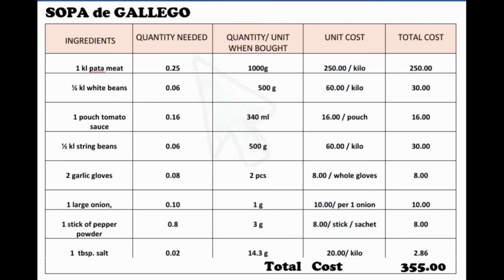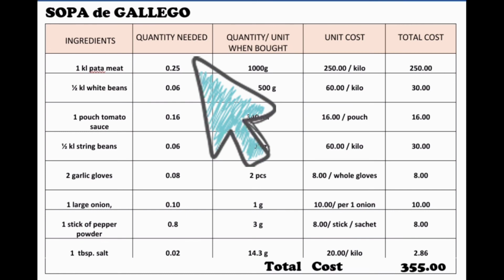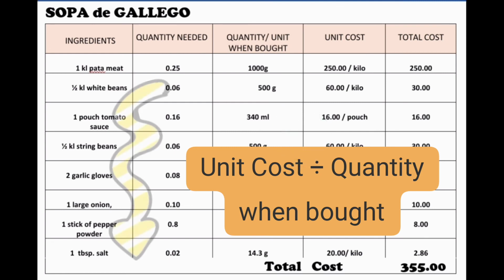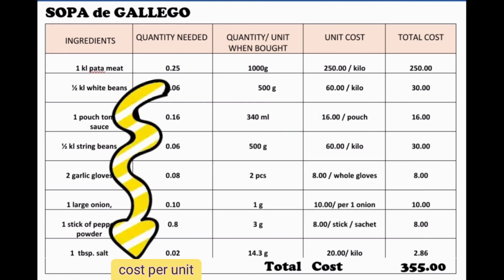The quantity needed here is also important. This is where you find out the cost per unit of your menu. So to get this, you have to divide the unit cost by 1,000. Then you can have your cost per unit.